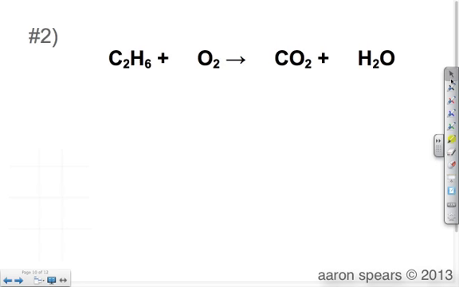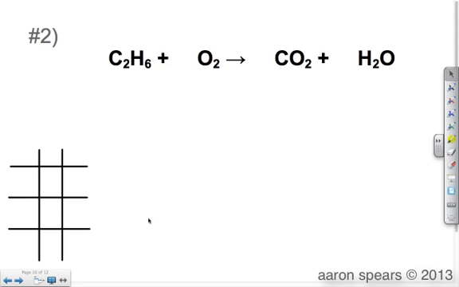In our second example, we are to balance a chemical equation of the reaction of ethane gas with oxygen gas to yield carbon dioxide and water, a classic combustion reaction. Just like always, we're going to make a list of the different types of atoms in this reaction. As I scan across the equation, I see that there are carbon atoms, hydrogen atoms, and oxygen atoms.